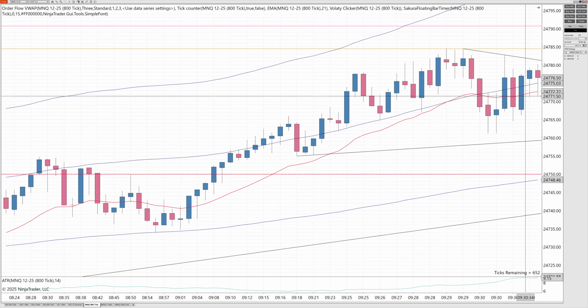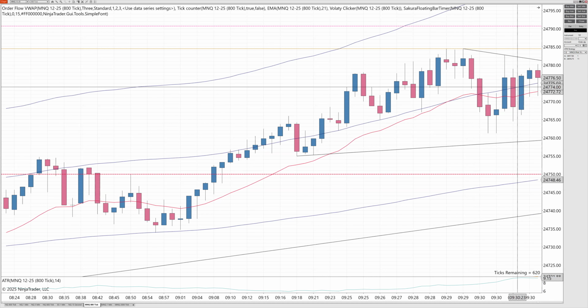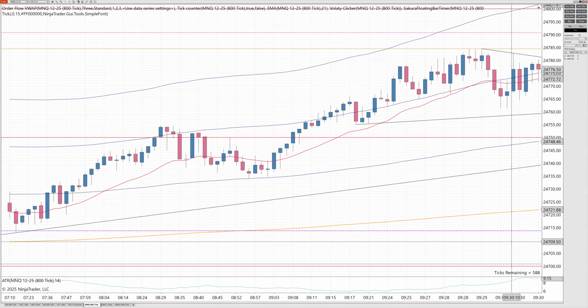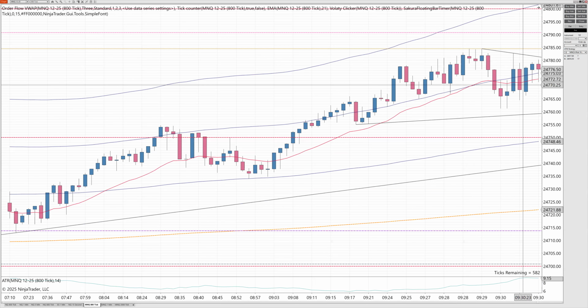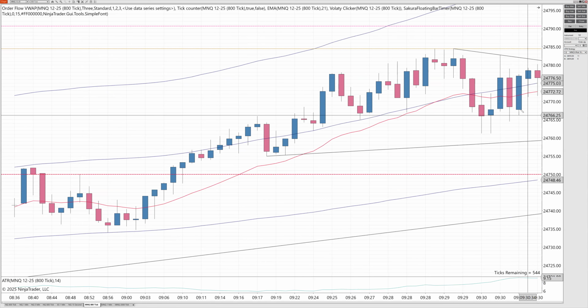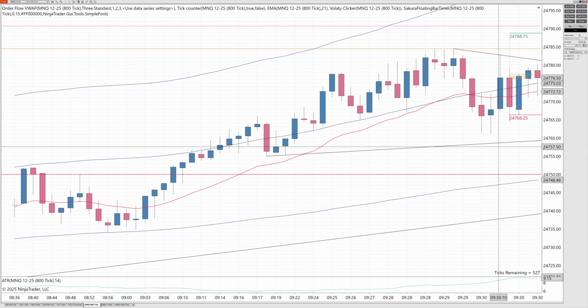The next trigger was actually this candle here at 9:30:23. It closed above the standard deviation. This is the standard deviation off of the VWAP, by the way, in case you're wondering. VWAP's all the way down here. This is one standard deviation, two standard deviations. And this red line here is the 21 exponential moving average. This candle basically closed above both of them, which would constitute a trigger.